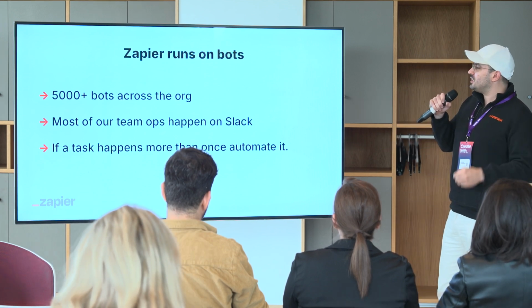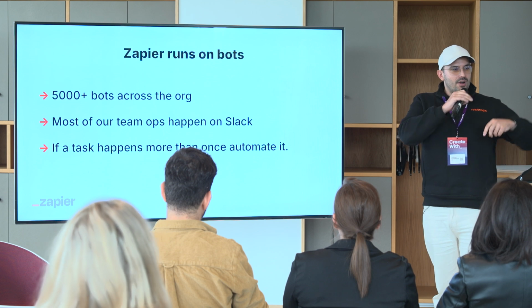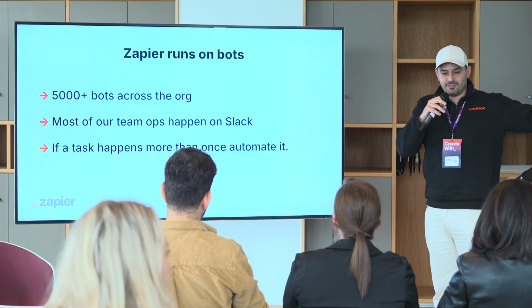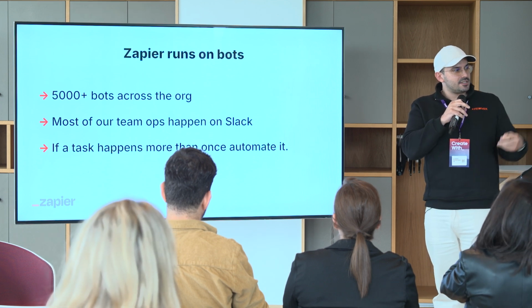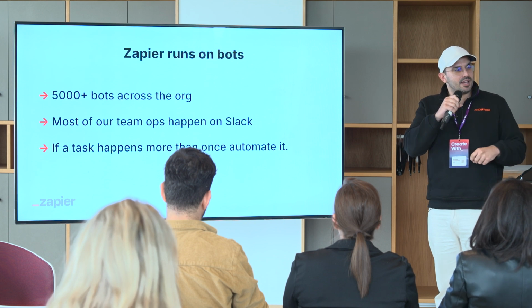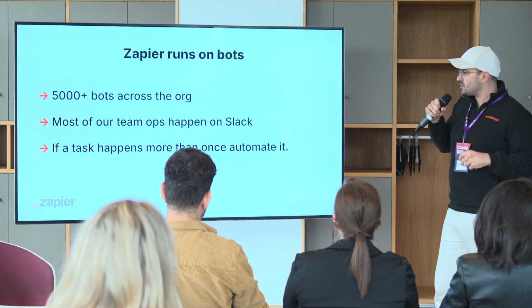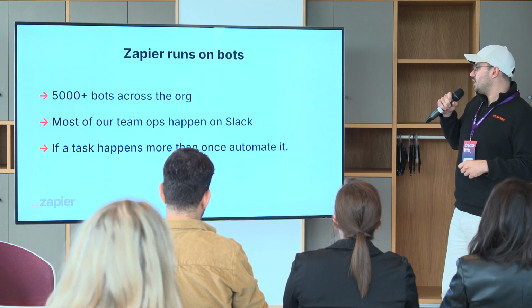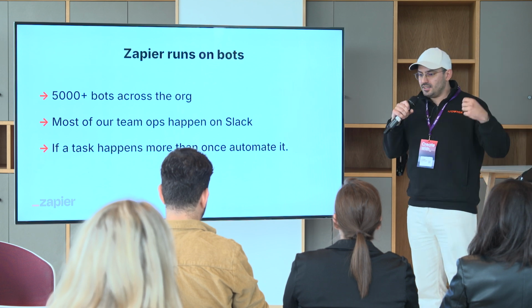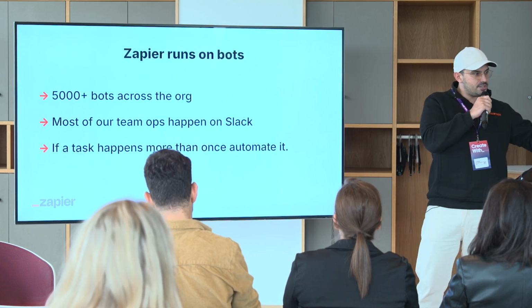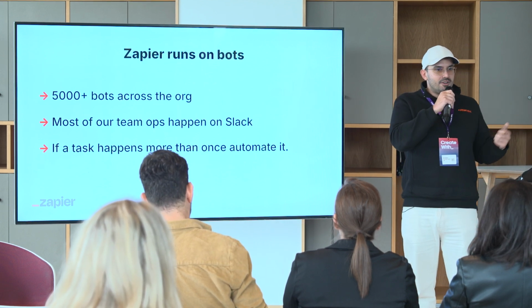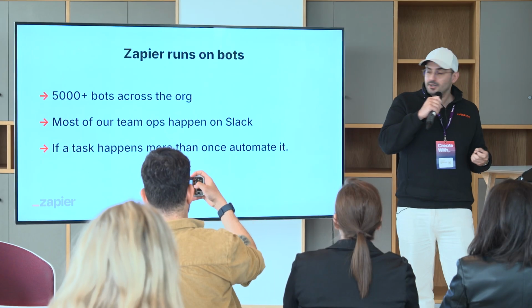Most of our team operations happen on Slack. Everything is automated behind the scenes and eventually ends up in our Slack channels, and we just do an approval or reply to that. There are many bots working for us. And we have a value that if a task happens more than once, we should automate it. We have a value for that called "build the robot."